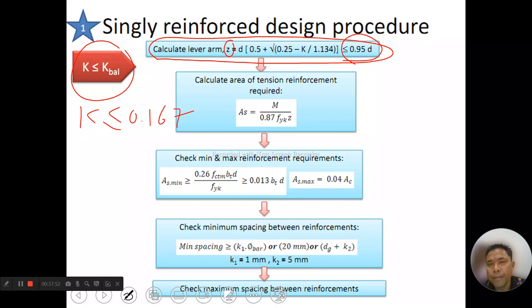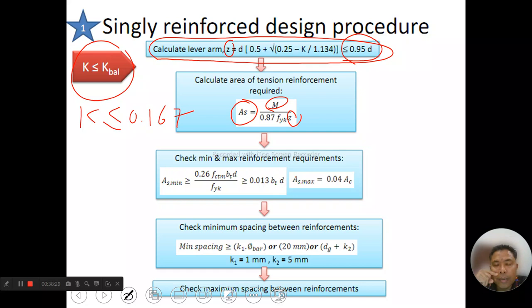If your Z is more than 0.95D, your Z will be 0.95D. If, let's say, your Z comes to 0.90D for example, which is less than 0.95D, therefore your Z will be 0.90D, because you will substitute it here later. After that, you can calculate As, the reinforcement area for singly reinforced, by dividing your moment by 0.87 fy Z.